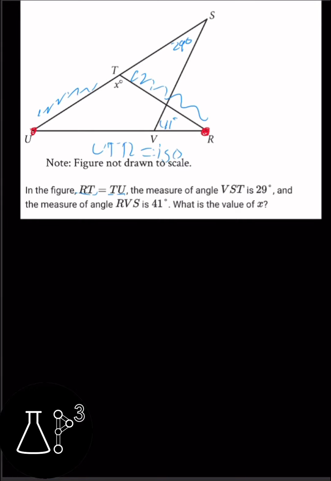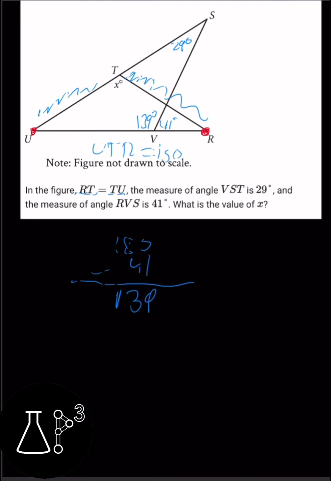What I can do is look at V, and V is on a straight line when it goes from U to R. So what I can do is do 180 minus 41 to look for the missing angle measure, which is right here, to make 180. So if we do 180 minus 41, I'm going to get 139. So the angle measure missing for V is going to be 139. So let me rewrite that, 139. And remember, this is equivalent. So now I have 139.